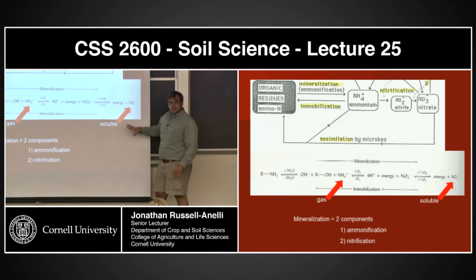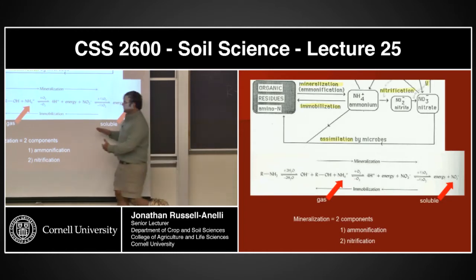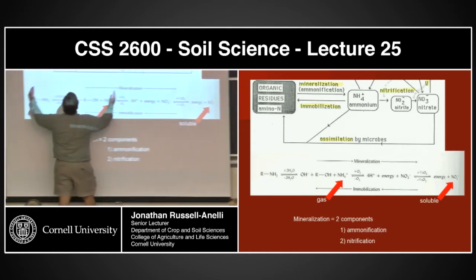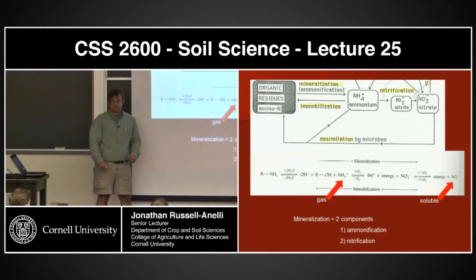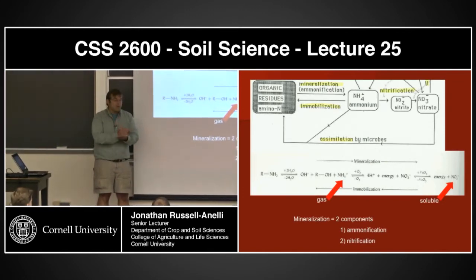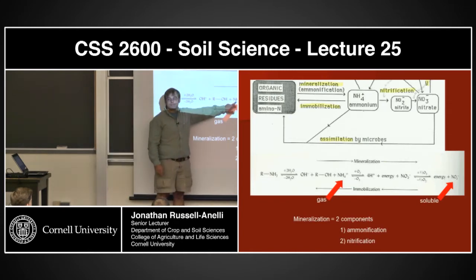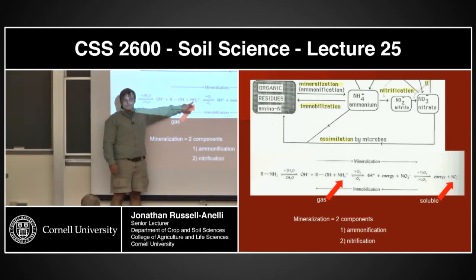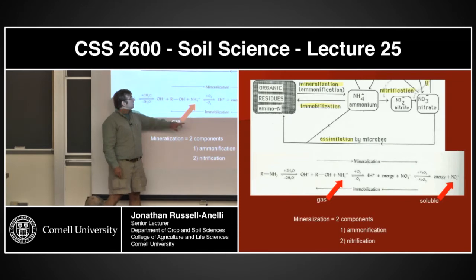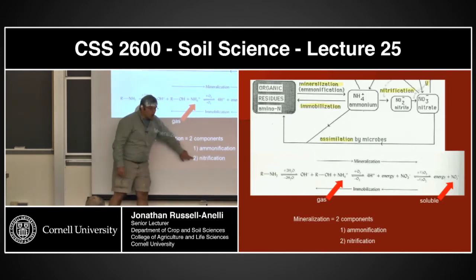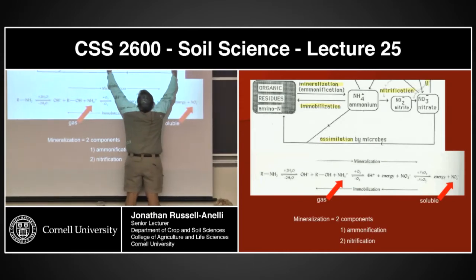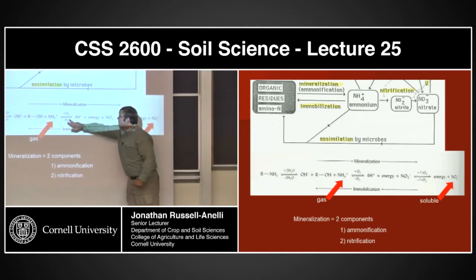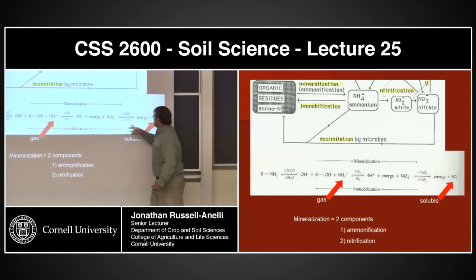This mineralization basically has two components. The first component is this section right here. We call that ammonification, basically the conversion of the amine into ammonium. The second part of this we call nitrification, basically the conversion of that ammonium into the nitrate. This component right here, from here to here.